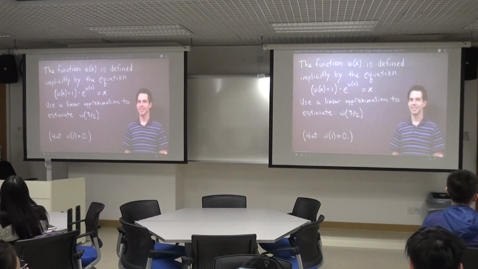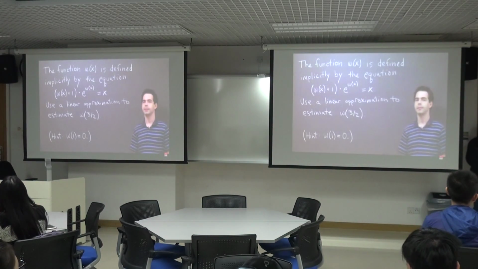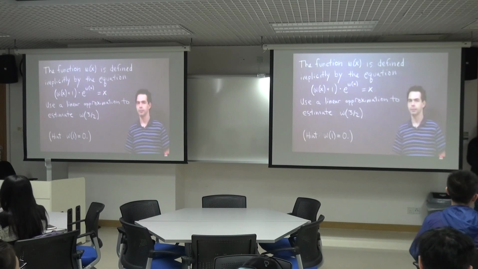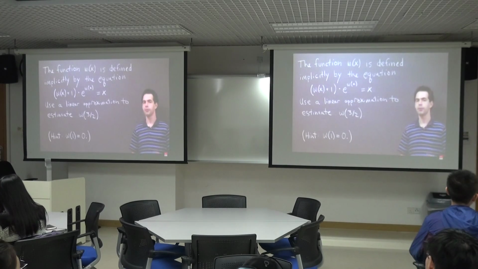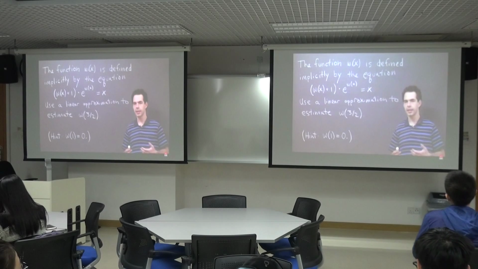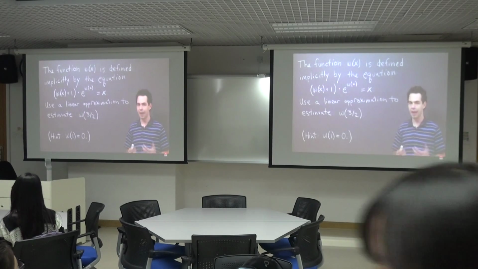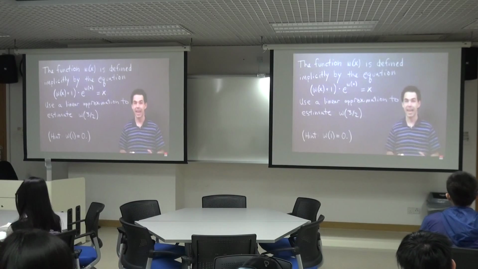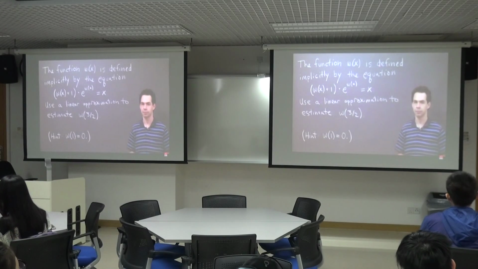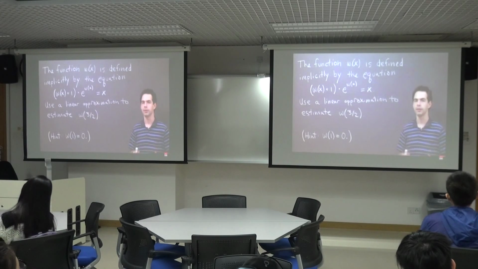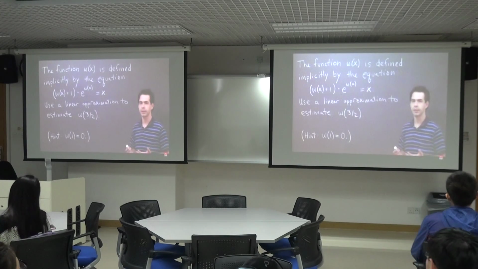Hi, welcome back to recitation. In lecture, you've been talking about implicitly defined functions and implicit differentiation. One of the reasons that implicit differentiation is important is that sometimes you have a function defined implicitly and you can't solve for it. You don't have any algebraic method for computing the function values as a formula.